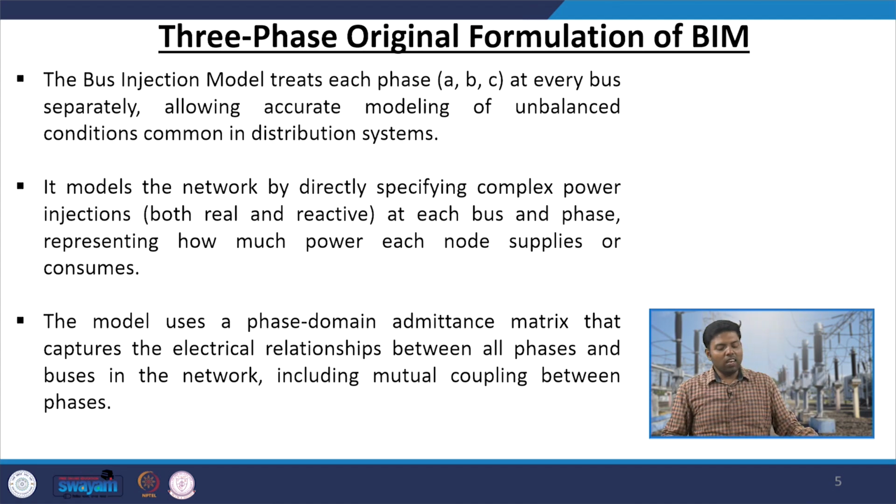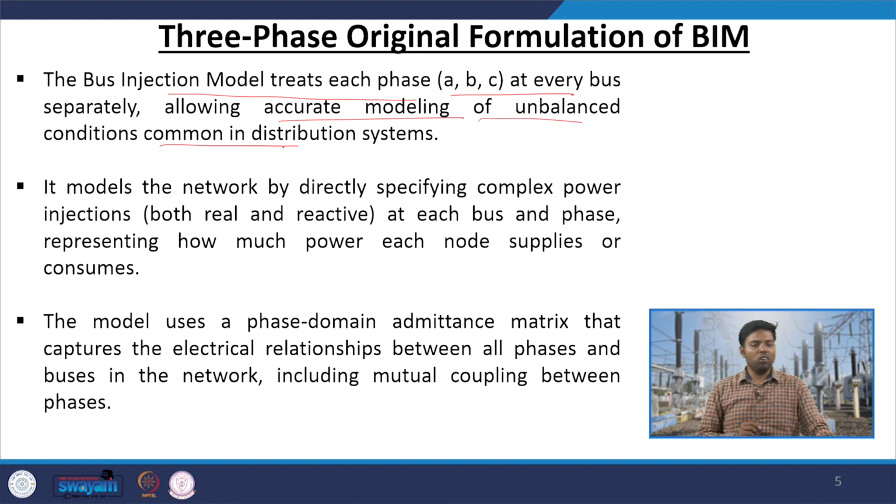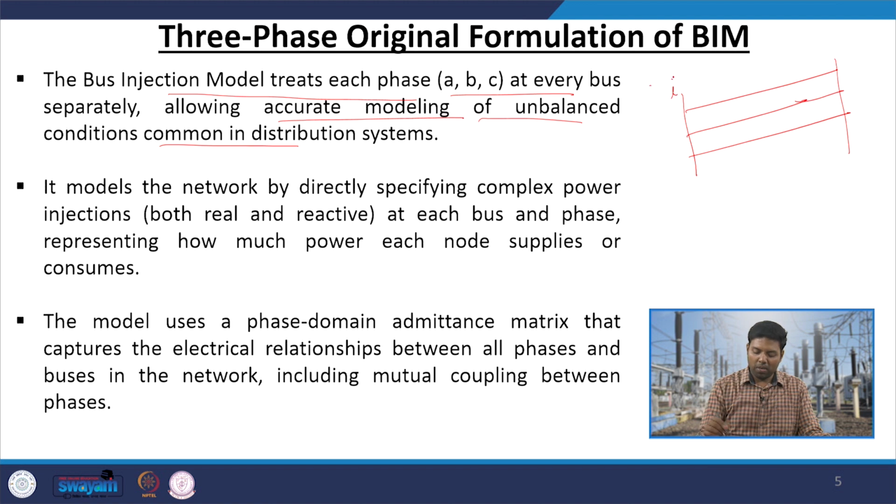So, we will start with the three-phase original formulation of the bus injection model. We will think that it has a three-phase system allowing accurate modeling of the unbalanced distribution network, which is very common for distribution systems. That means we have a bus, and we have three phases connected with it. So, if this is your bus I, this is your bus J, this is phase A, B and C.